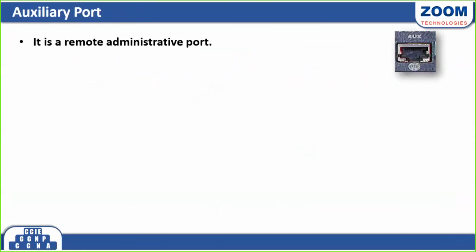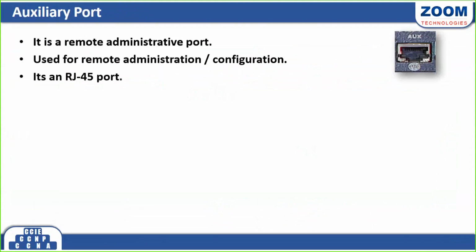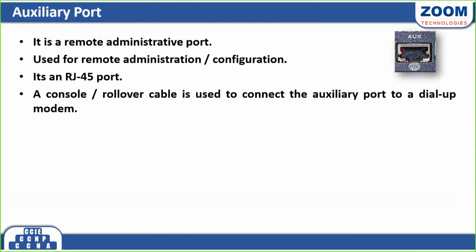The auxiliary port is a remote administrative port used for remote admin for configuration. It was used to connect to a dial-up modem. Dial-up modems are required, and that is outdated. We don't use it actually. Clear?